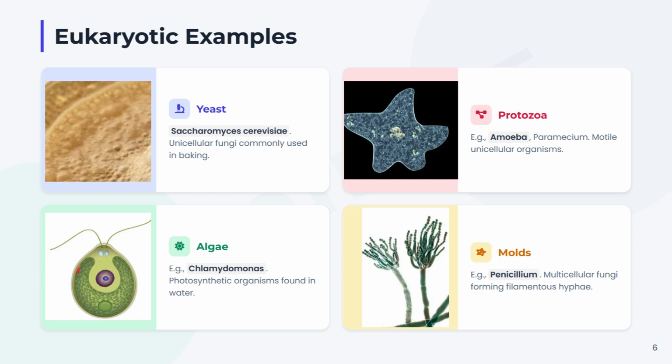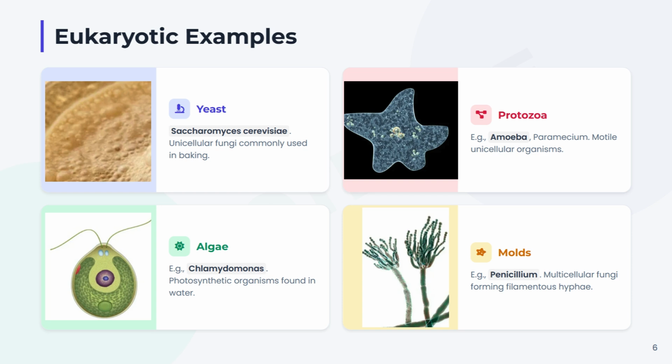Next, protozoa, such as amoeba and paramecium. These are motile single-celled organisms that move and hunt for food, showcasing incredible behaviors for a single cell. And finally, molds, like penicillium. These are multicellular fungi that grow as long branching filaments called hyphae. Penicillium, of course, gave us the first antibiotic, penicillin.